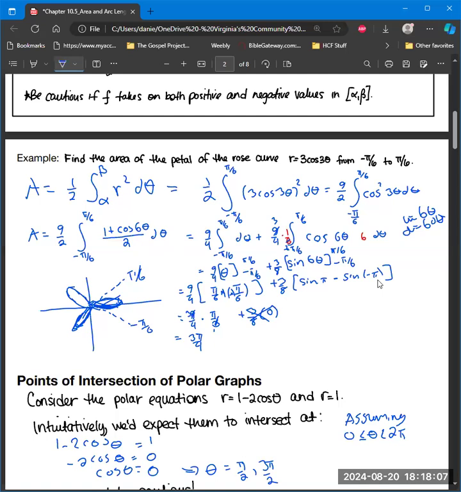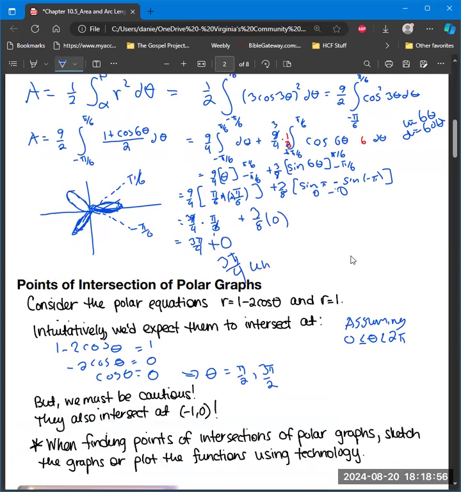Let's see what happens on the other side over here where I have 3/8 sine of 6 theta evaluated from negative pi over 6 to pi over 6. 3/8 times sine of 6 times pi over 6, which is pi. Sine of pi is 0, minus sine of 6 times negative pi over 6, which is sine of negative pi, which is also 0. 0 minus 0 is 0. 0 times 3/8 is 0. And my answer is 3 pi over 4. That's going to be measured in square units. And we only were asked about the area of a single petal here. If I were asked the area of all 3 petals, I would have to multiply that by 3.